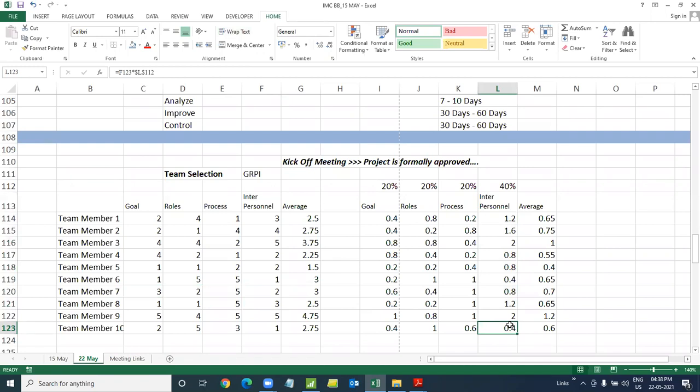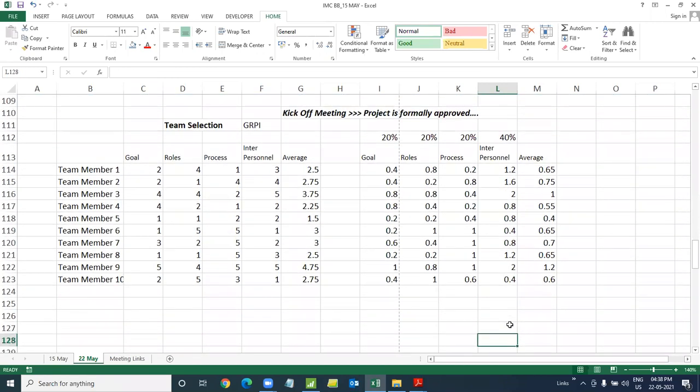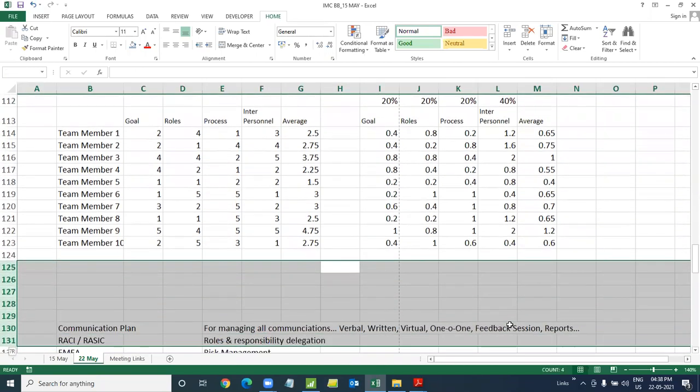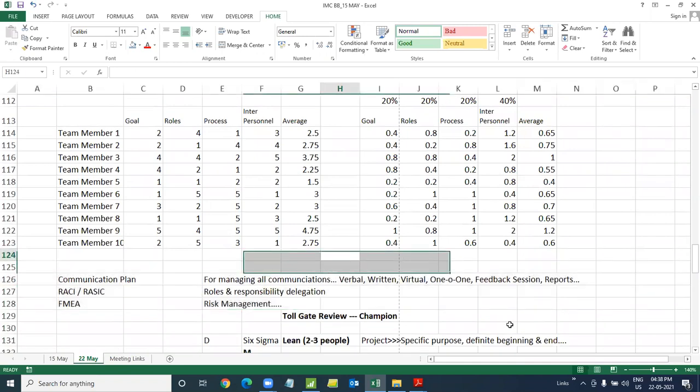You need a team technically, so you can select the number of people that you need for the project. But again, that's how the method works when we talk about the GRPI method. Now, anyone who has any question on GRPI can definitely pitch in.